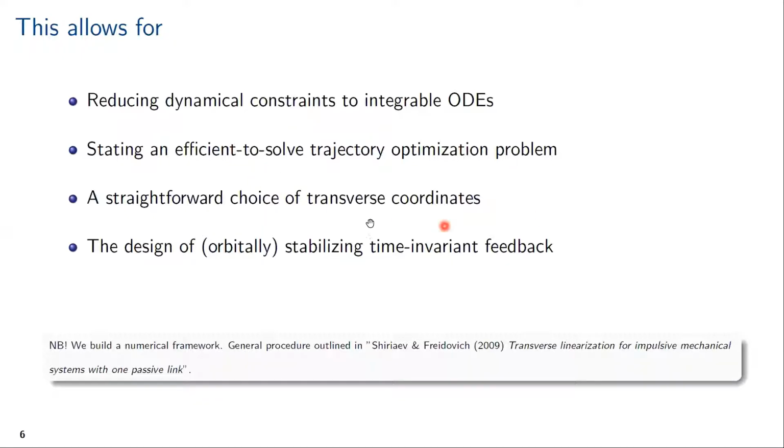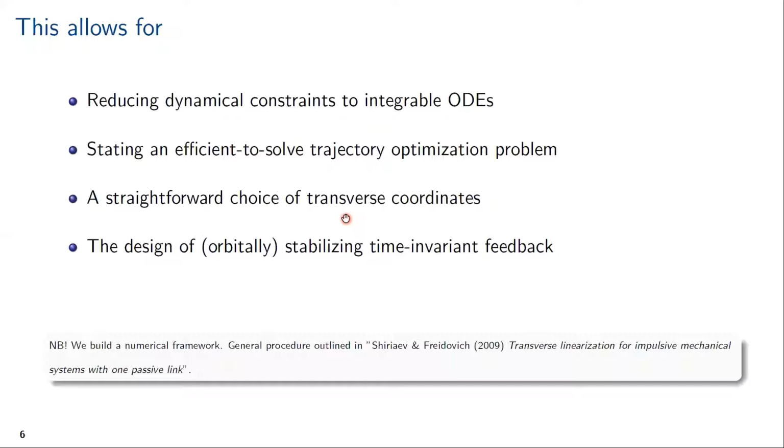Then if we're given a solution, we get a straightforward choice of so-called transverse coordinates. These are sort of like the distance from the nominal orbit to the given state, as shown on the previous slide. And if we can stabilize their origin, which corresponds to the desired solution, then we stabilize the corresponding walking gait or periodic solution in what's called the orbital sense.